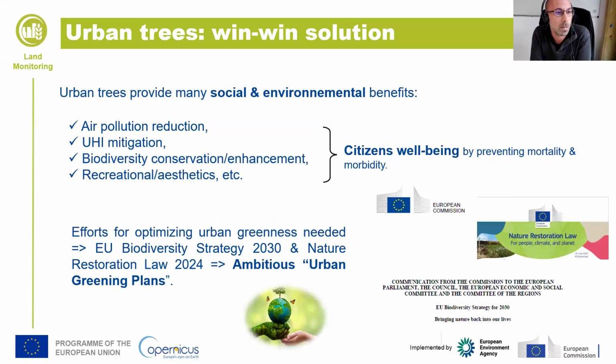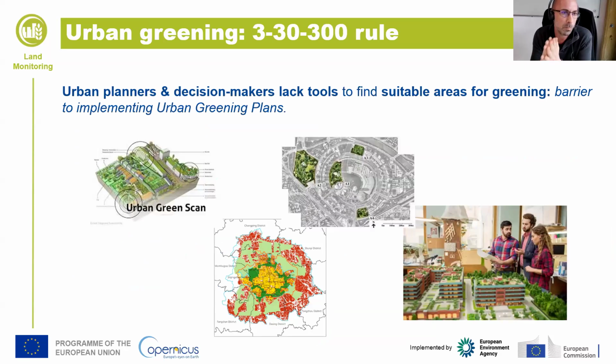This is why efforts for optimizing urban greenness are needed, and we have some directives in Europe: the European Biodiversity Strategy for 2030 and the recent Nature Restoration Law from June 2024, asking municipalities with more than 20,000 inhabitants to develop and provide ambitious urban greening plans. However, urban planners and decision makers lack the tools to find suitable areas for greening, for instance, which species you have to plant, but also where you have to plant.